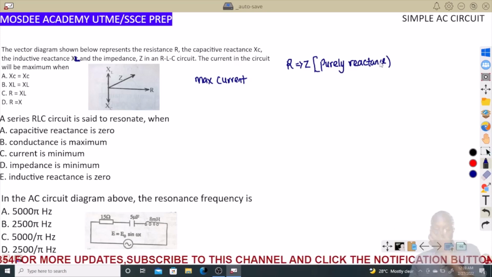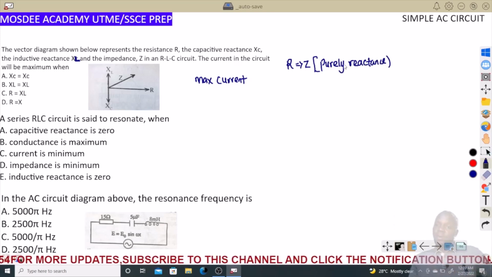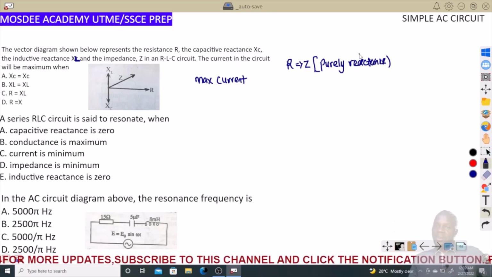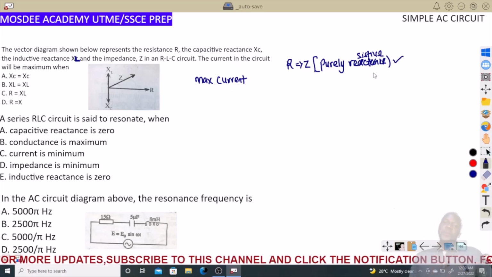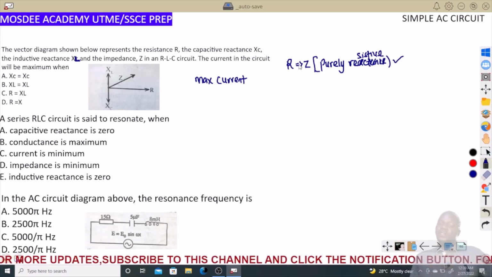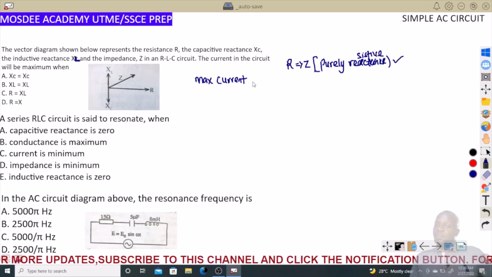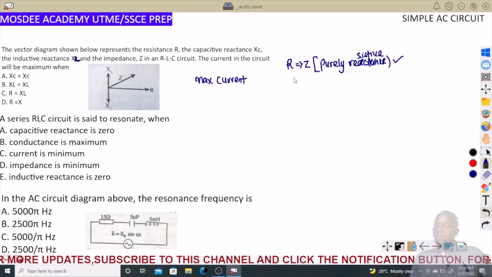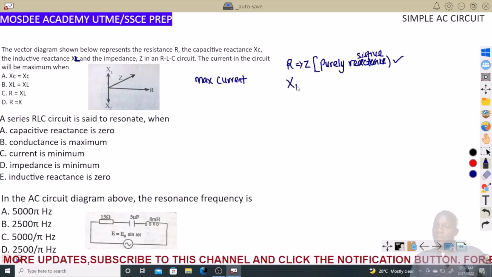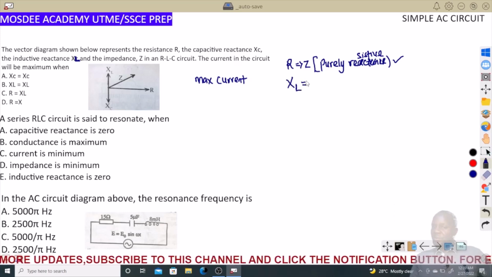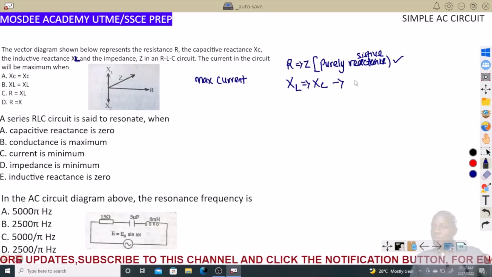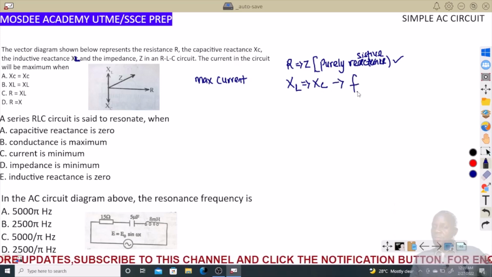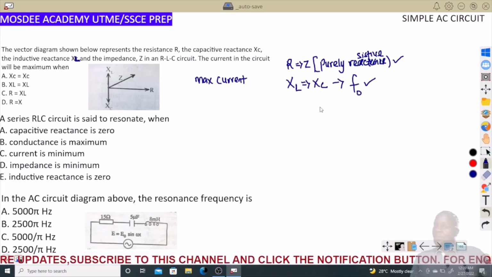That is the way we actually analyze it. R is resistance, purely resistive. That is the language we say in physics, purely resistive. So when R is equal to Z, we have maximum current. Maximum current also means capacitive reactance is equal to inductive reactance. At that time, we also call it resonance, the frequency of resonance, which is another important factor you can keep in mind.